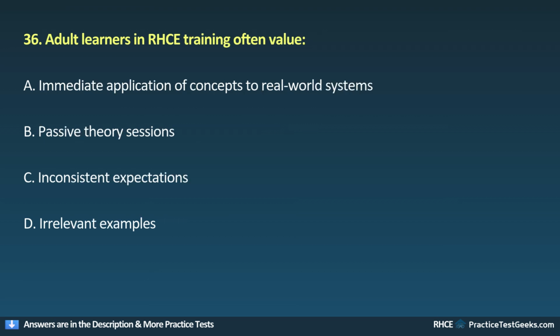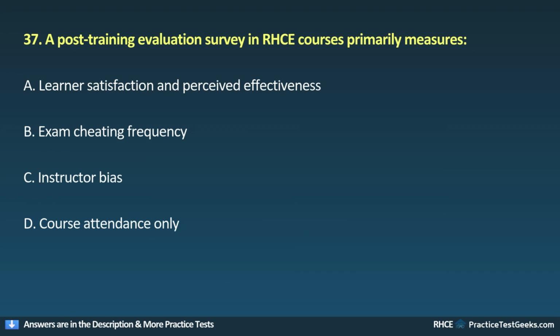36. Adult learners in RHCE training often value A. Immediate application of concepts to real-world systems. B. Passive theory sessions. C. Inconsistent expectations. D. Irrelevant examples. 37. A post-training evaluation survey in RHCE courses primarily measures A. Learner satisfaction and perceived effectiveness. B. Exam cheating frequency. C. Instructor bias. D. Course attendance only.